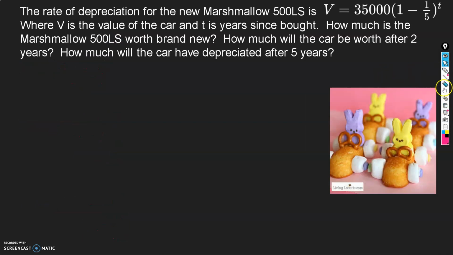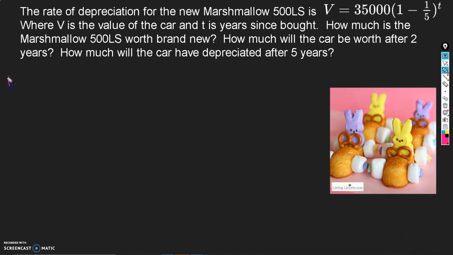Last example. The rate of depreciation for the new Marshmallow 500 LS is V equals 35,000 times (1 minus 1/5) to the T, where V is the value of the car in dollars, and T is years since bought. How much is the Marshmallow 500 LS worth brand new?